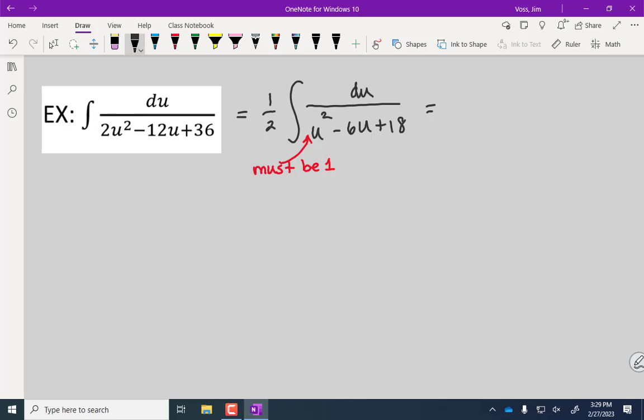Okay. Question for you. Complete the square? Yes. Okay. That is 100% correct. Plus 9. Yeah.